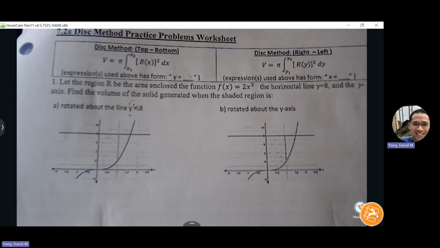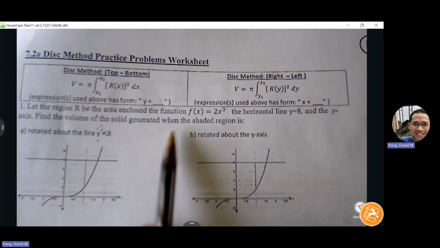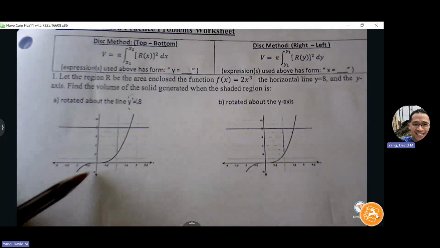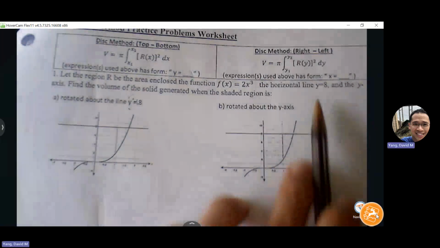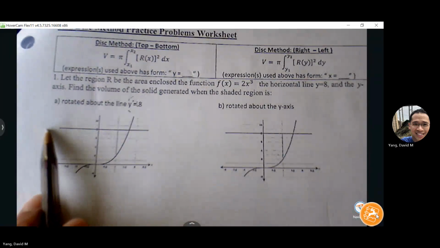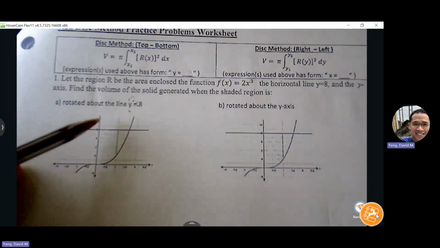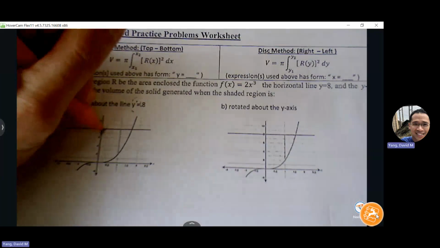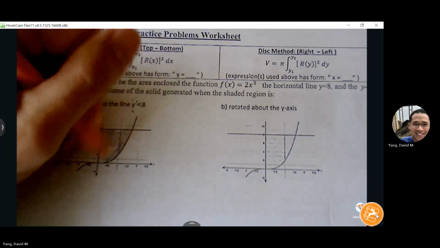So number one says, let the region R be the area enclosed by the function y equals 2x cubed. So this is 2x cubed. That's going to be the cubic function here. The horizontal line y equals 8. That's over here. And the y-axis, which is here. So with those three boundaries in place, we can say for certain that the shaded region that we're talking about is this region here.